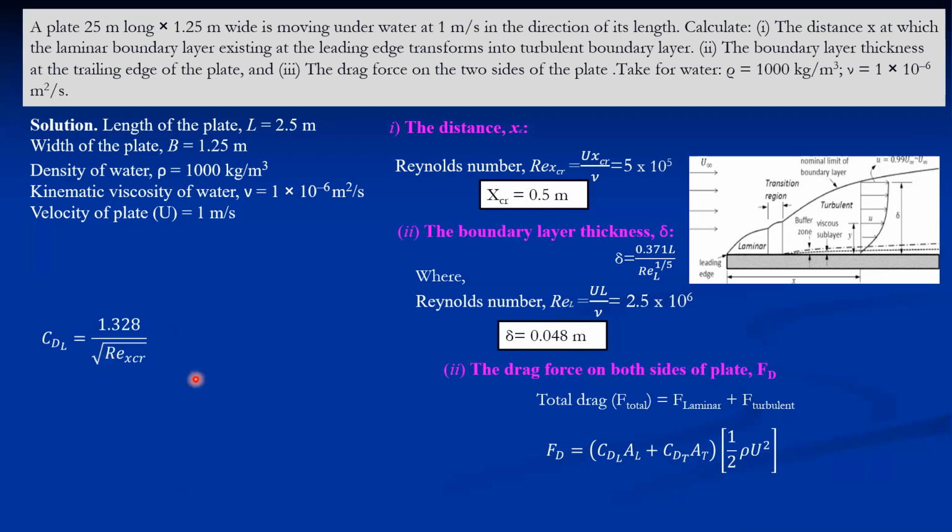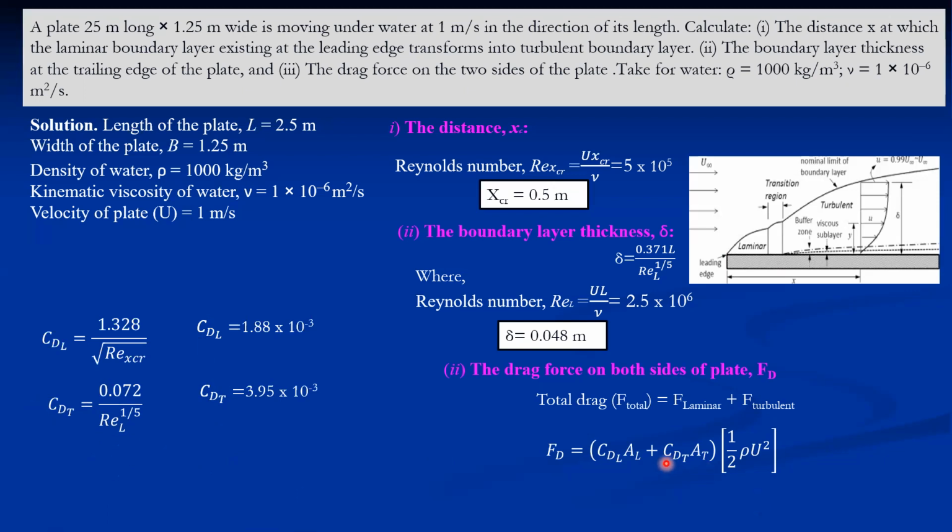This is the expression for C_DL. Most of the expressions of laminar flow, you have to memorize either by heart or logically. So this is 1.328 under root Re_x critical, where Re_x critical is for the entire laminar length. So C_DL value comes around 1.88 into 10 to minus 3. C_DT is 0.072 upon Re_L raised to 1 by 5. So C_DT is 3.95 into 10 raised to minus 3.